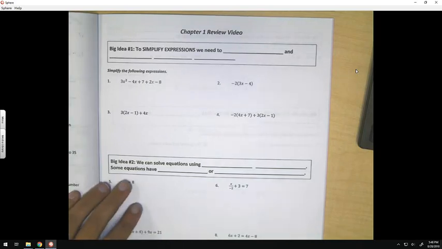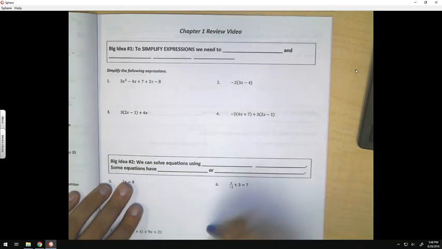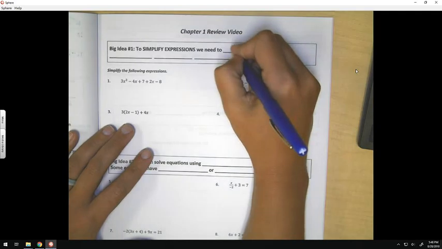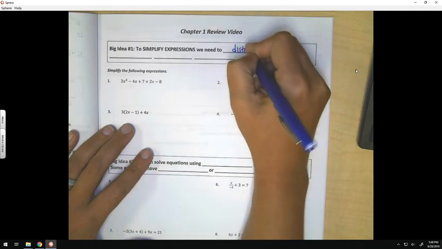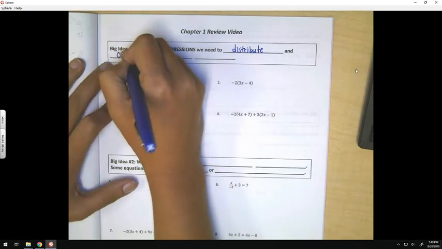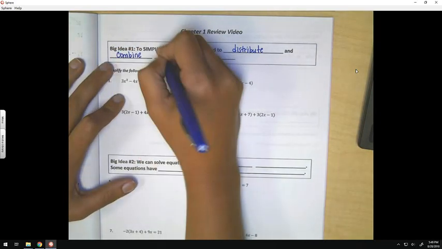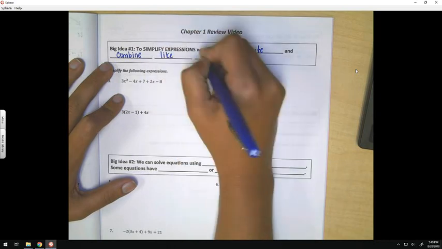So big idea number one is that in order to simplify expressions, we need to distribute and combine like terms.